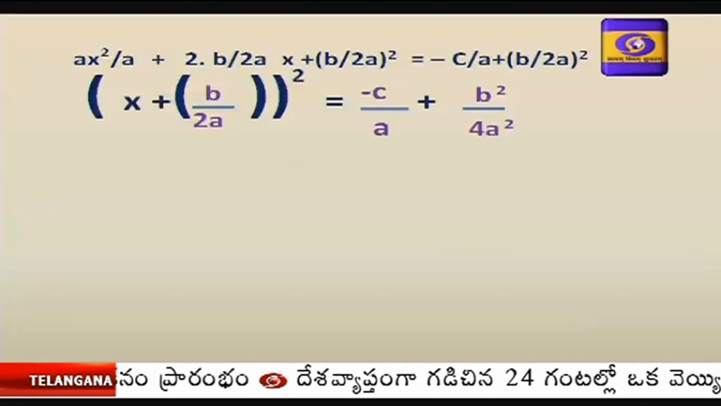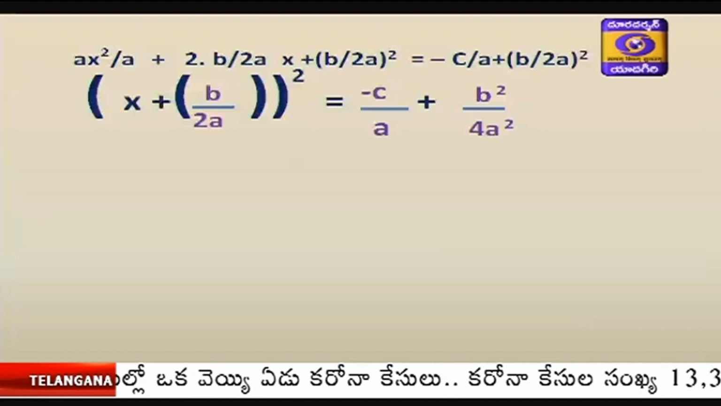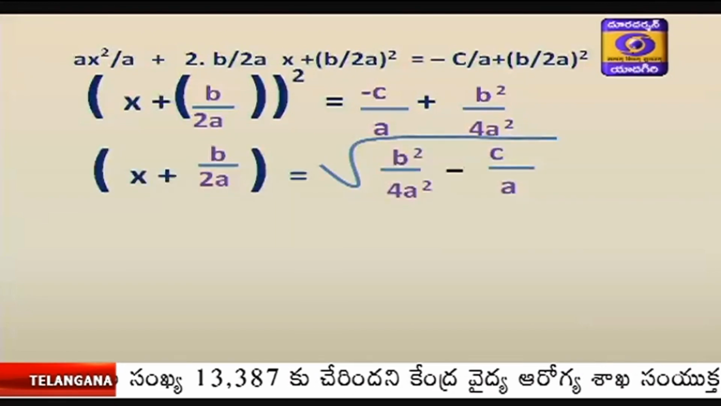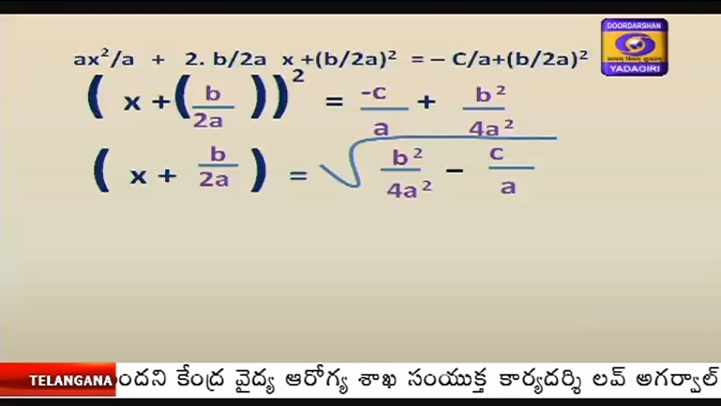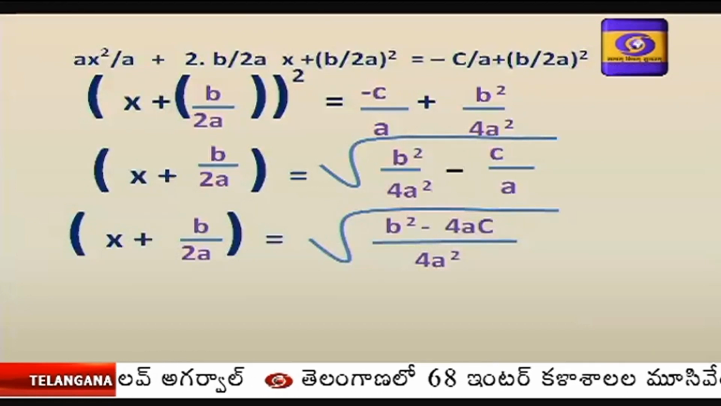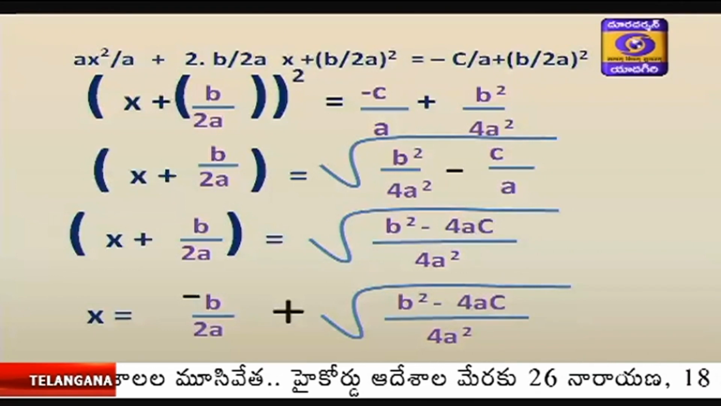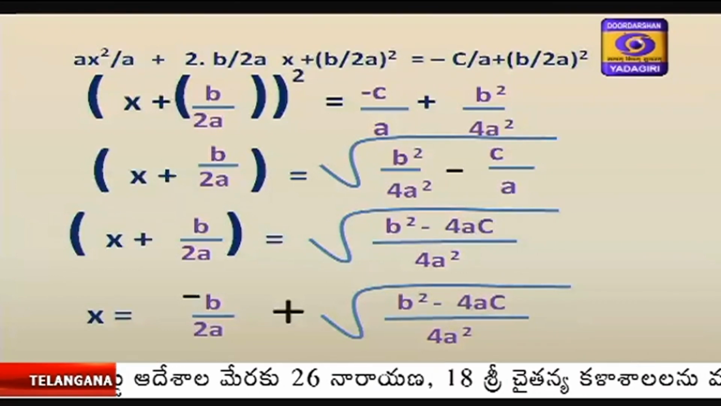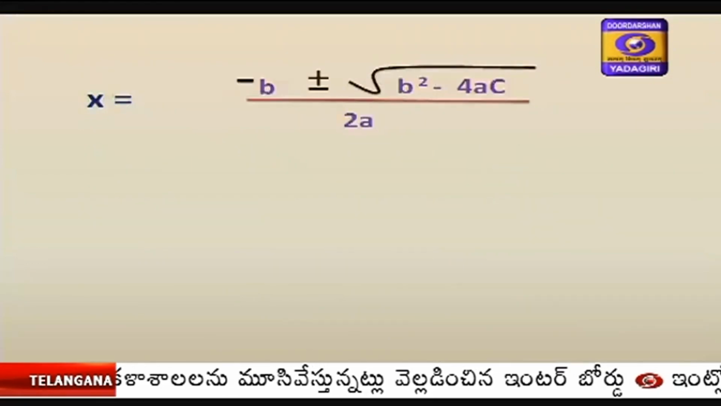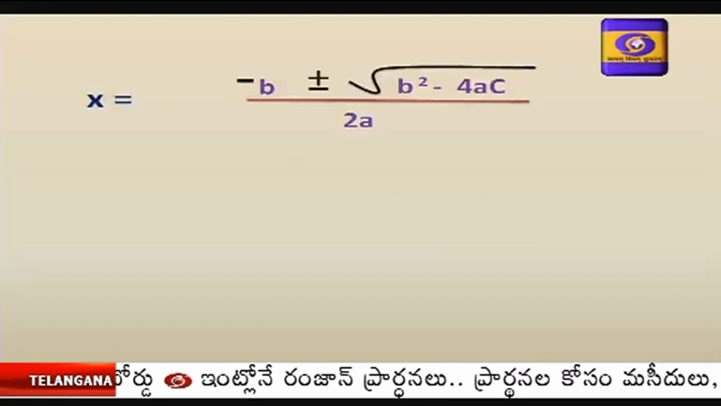It becomes (x + b/2a)² = -c/a + b²/4a². Now, simplify it: x + b/2a = ±√(b² - 4ac)/2a. Now it becomes x = -b/2a ± √(b² - 4ac)/2a, so x = (-b ± √(b² - 4ac)) / 2a.